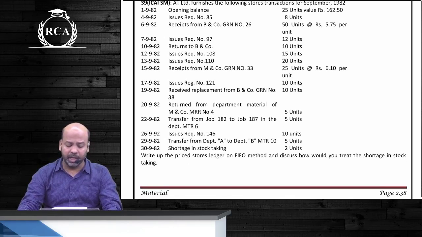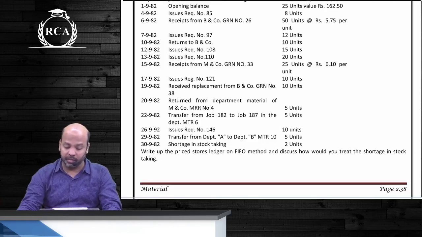Return from department of material of MNCO. It will be considered as a receipt. Should be accounted as a fresh purchase, but it will be recorded at the same price at which the material was originally issued. You can see above, beta, receipts from MNCO.